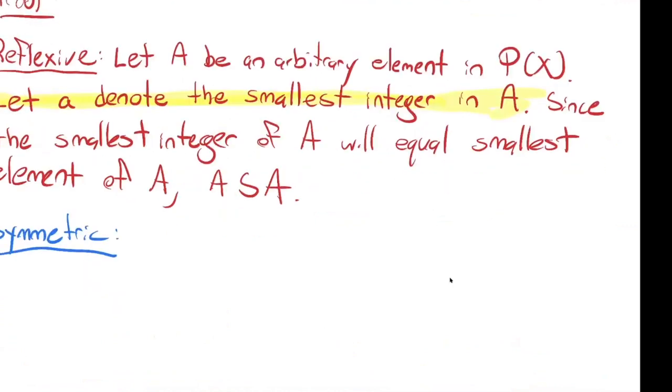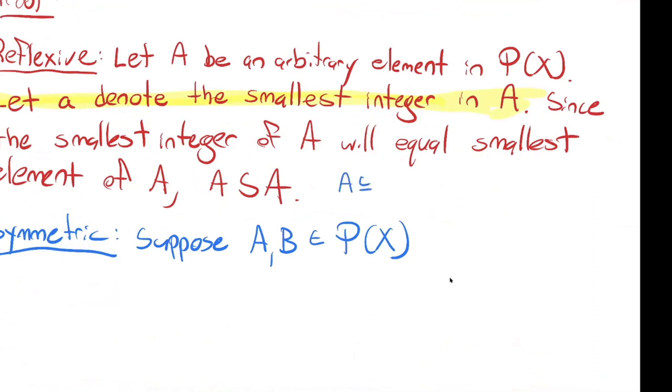So let's suppose that A and B are elements of the power set of X. Okay, so notice I say that sets A and B are elements of the power set of X, which is the same thing as saying they're subsets of X. So you could say that either way. And we're going to suppose that A is related to B.